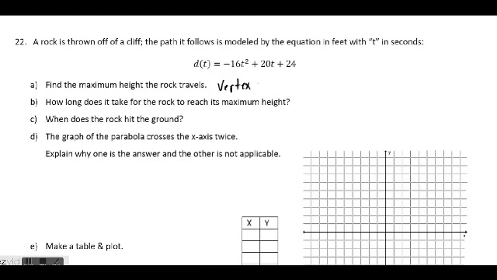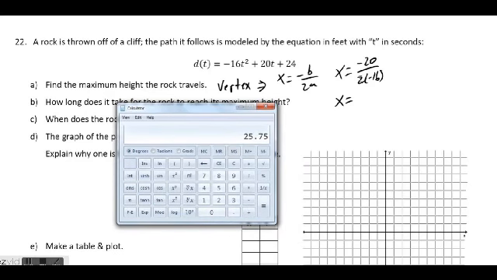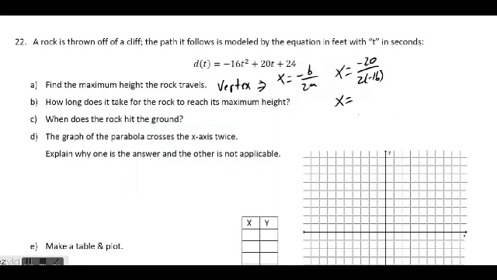And how do we find the vertex? x is equal to -b over 2a. Well, I have x is equal to -20 over 2 times -16. Grab my little calculator here, 2 times -16. 2 times 16 gives me 32. So I have -20 over -32. 20 divided by 32, 0.625.